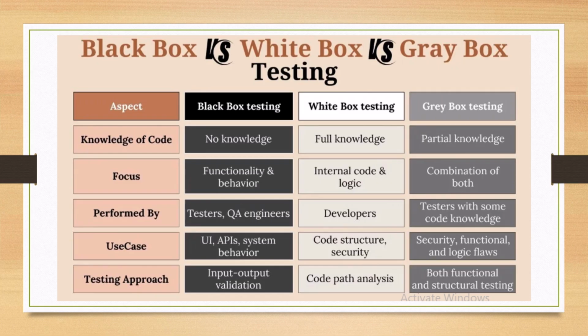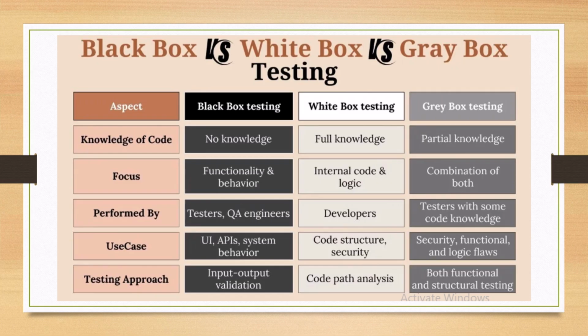Black box testing focuses on functionality and behavior. White box testing focuses on internal code and logic, and gray box testing focuses on a combination of both. Then black box testing is performed by testers and QA engineers, that is, quality assurance engineers. White box testing is performed by developers, and gray box testing is performed by testers with some code knowledge.